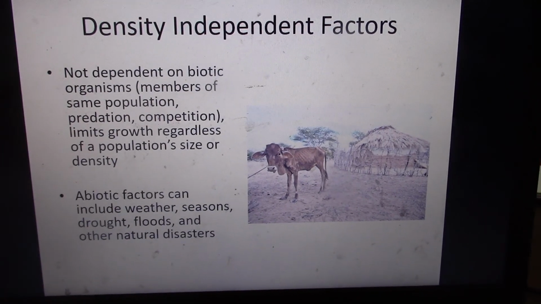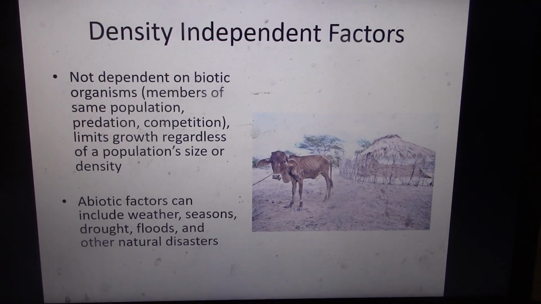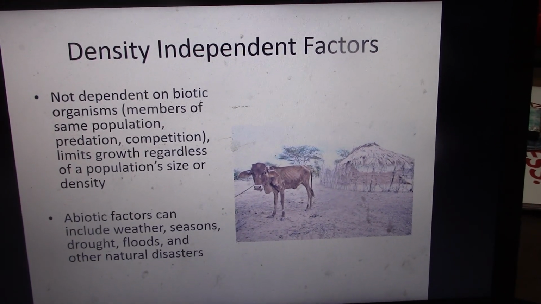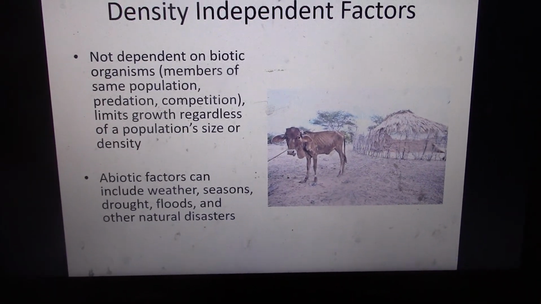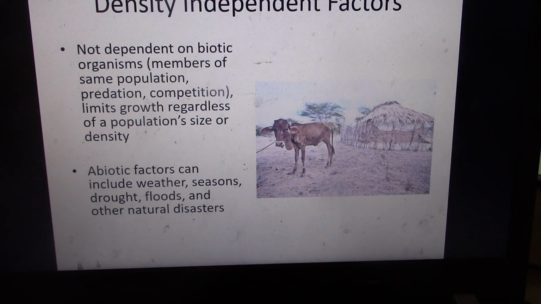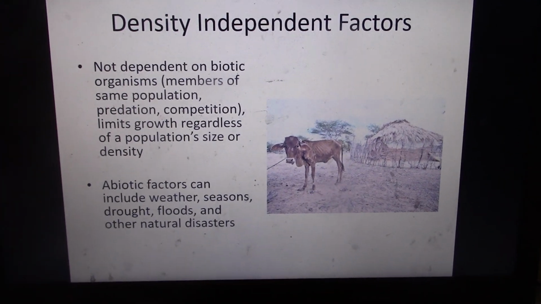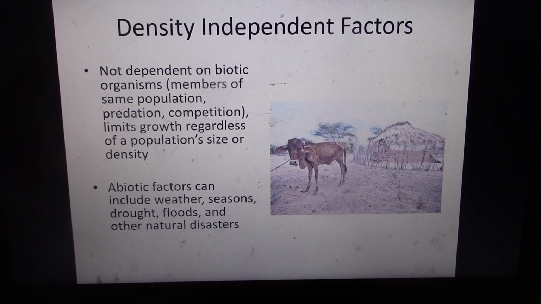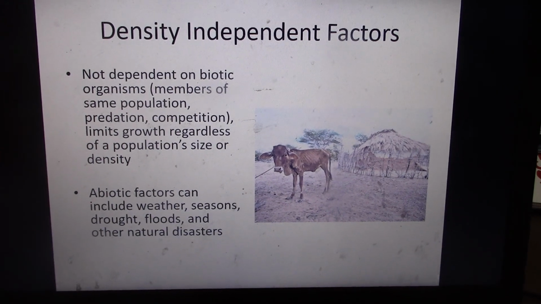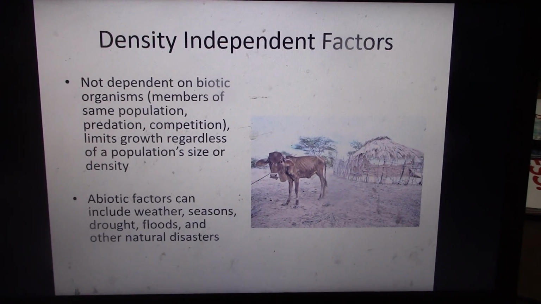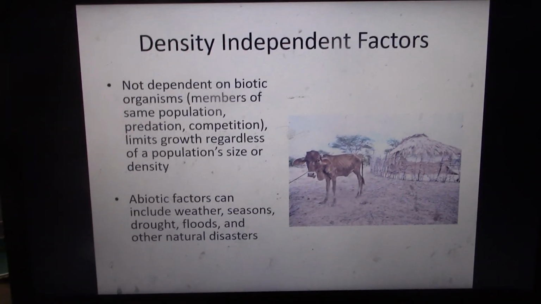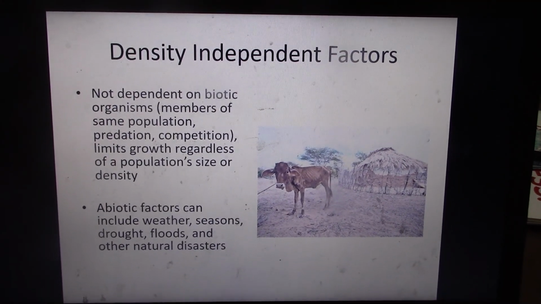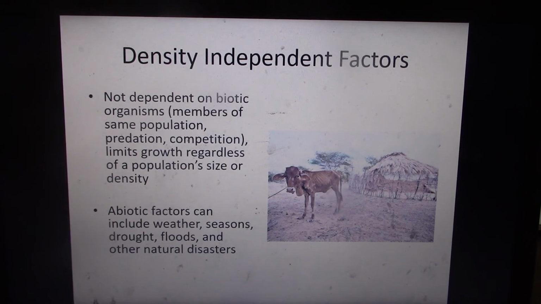So predation, parasitism, competition, those things don't matter. These things limit growth regardless of that. So extreme weather events, seasonal change happens regardless of how many organisms are in an environment. Droughts, floods, and other natural disasters, those all will limit population growth regardless of the amount of organisms in a population. But I would argue that climate change is density independent and density dependent.